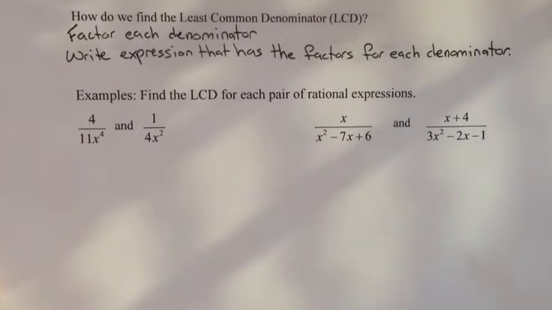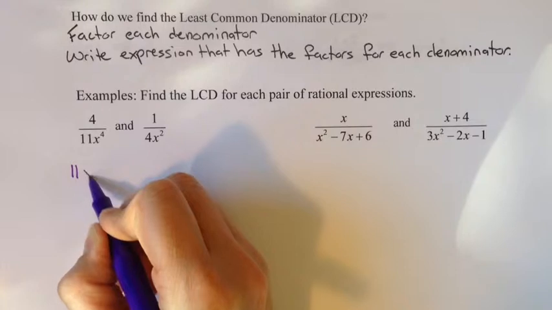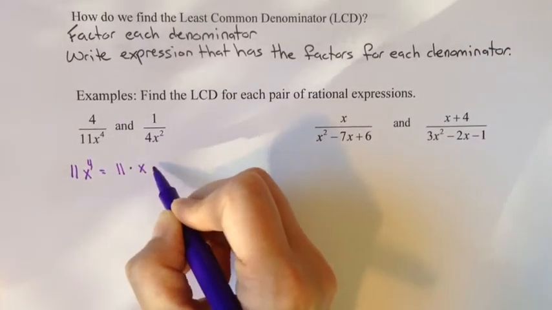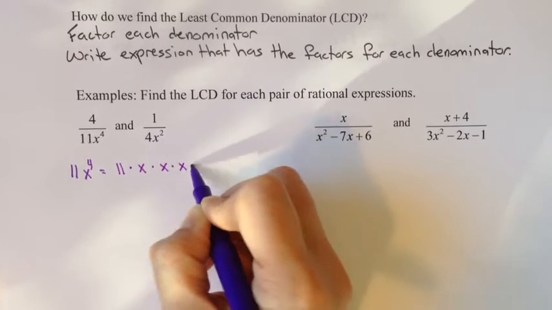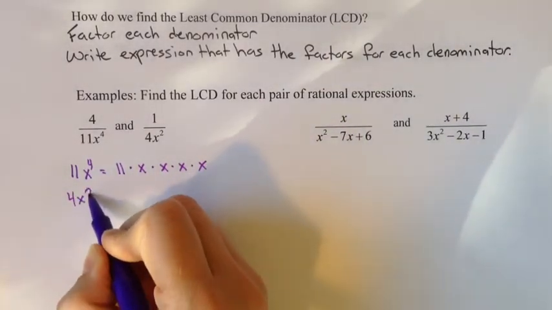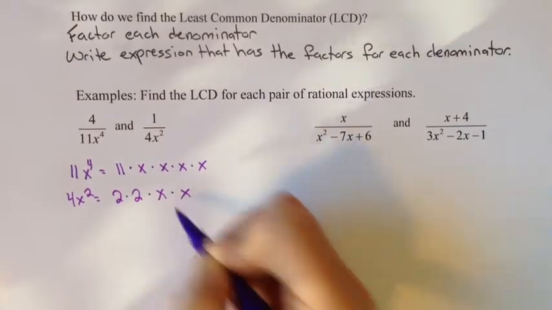I'm going to start by going a little bit overboard and writing down the complete factorization for each of my denominators. I have 11x to the 4th, which is the same as 11 times x times x times x times x. I also have a 4x squared, which is the same as 2 times 2 times x times x.